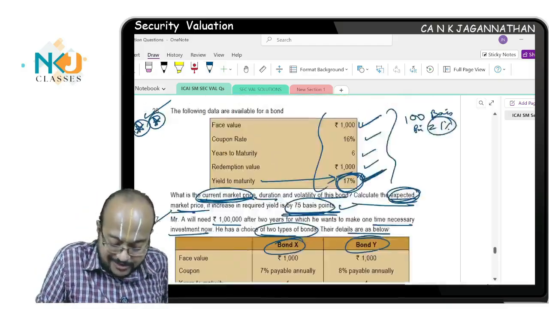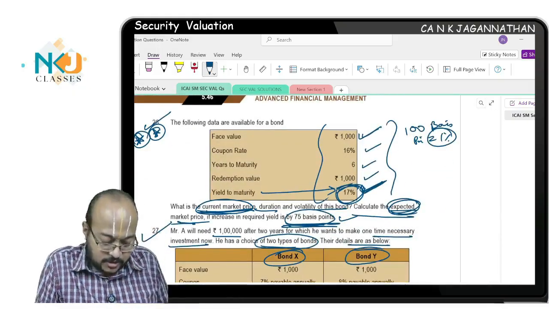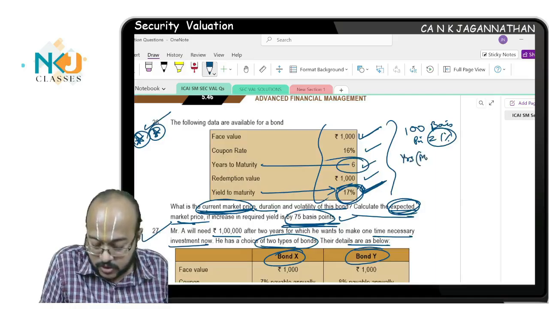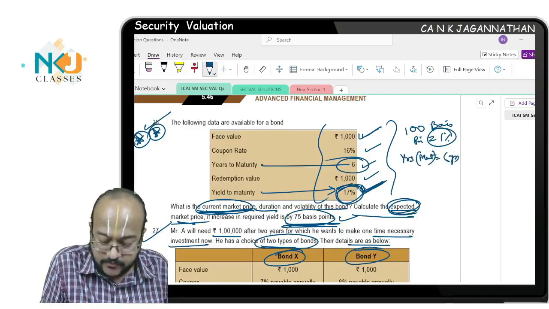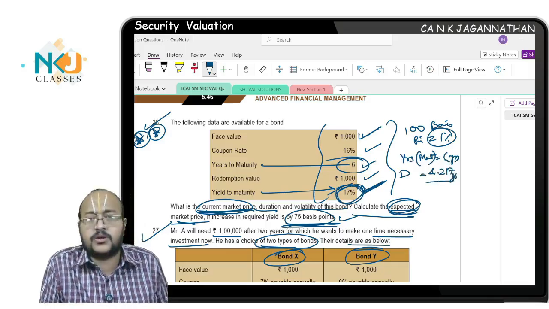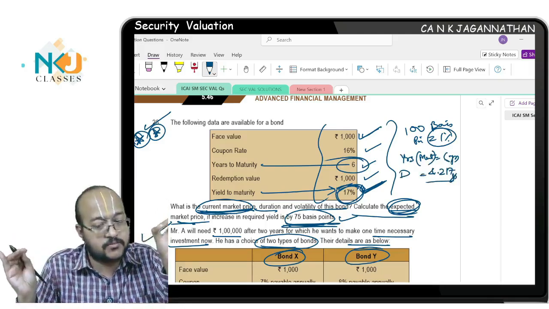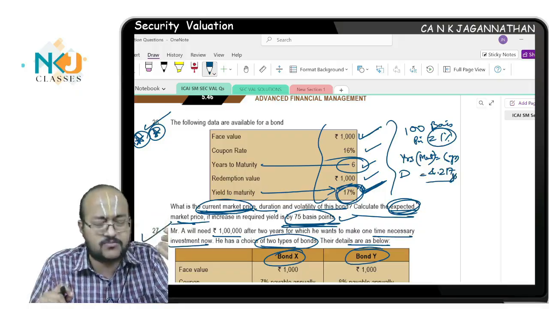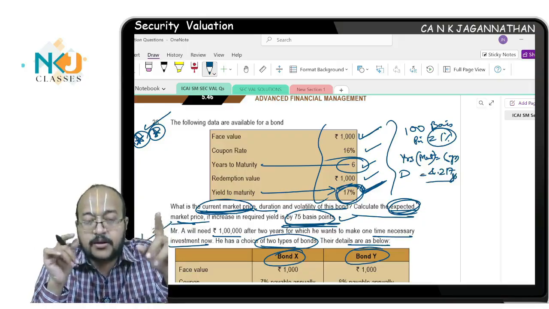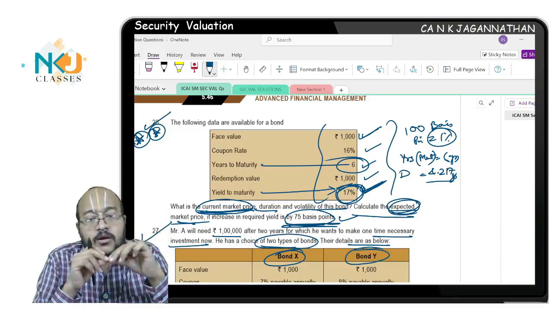We computed duration. For example, in the previous question, we got some number. In this question, years to maturity is 6 years. Correct? Duration is only 4.217, some number here, about 4.2 years. Now, the maturity period is 6 years, but the duration is 4.2 years. What they are saying is you should never hold a bond till its maturity, but only hold the bond till its duration.